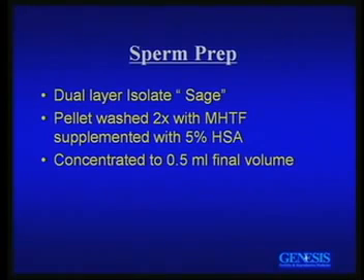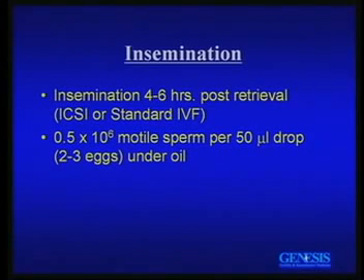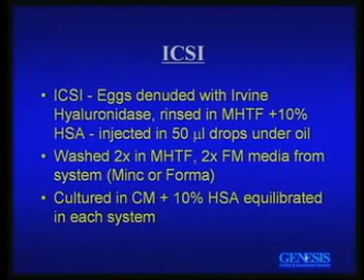The sperm prep was a very basic sperm prep with a dual stage isolate. The pellet was washed twice in modified HTF, supplemented with 5% HSA, and concentrated to half a ml volume. Insemination was done 4 to 6 hours post-retrieval, whether it was ICSI or standard IVF. We inseminate with 0.5 million motile sperm per mil, and there's usually 2 to 3 eggs per drop. For ICSI, the eggs are denuded with hyaluronidase, rinsed in HTF, injected, washed several times, and then put into either system.